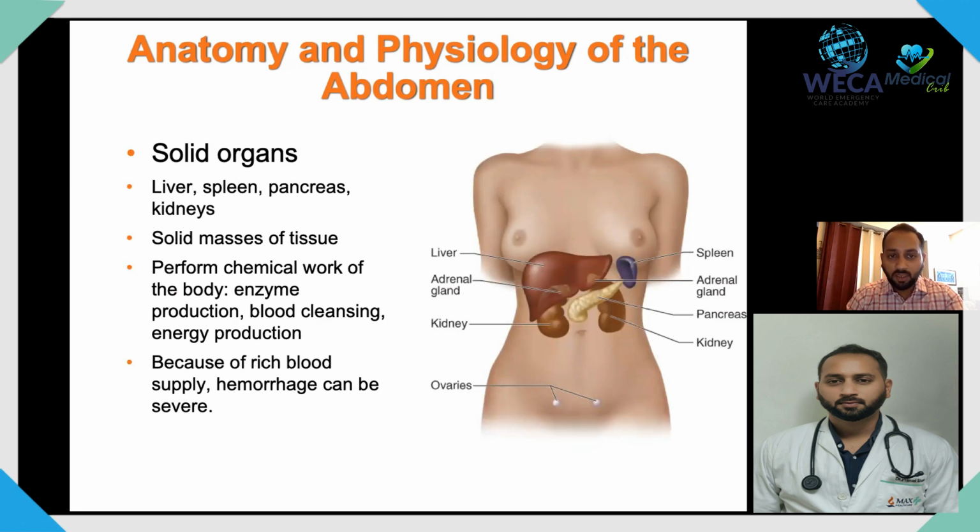Coming to solid organs, the liver, spleen, and pancreas are solid masses of tissue. They have a rich blood supply, so the hemorrhage here can be severe. The patient may land up in hypotension and shock.